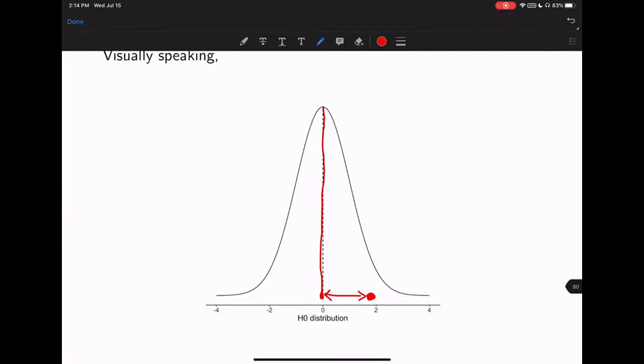This takes some time to get used to. Let me repeat again. We have constructed a null hypothesis distribution, and we say, well, because the effect is 0, this distribution is going to be centered around 0, right here in this graph, in this figure.